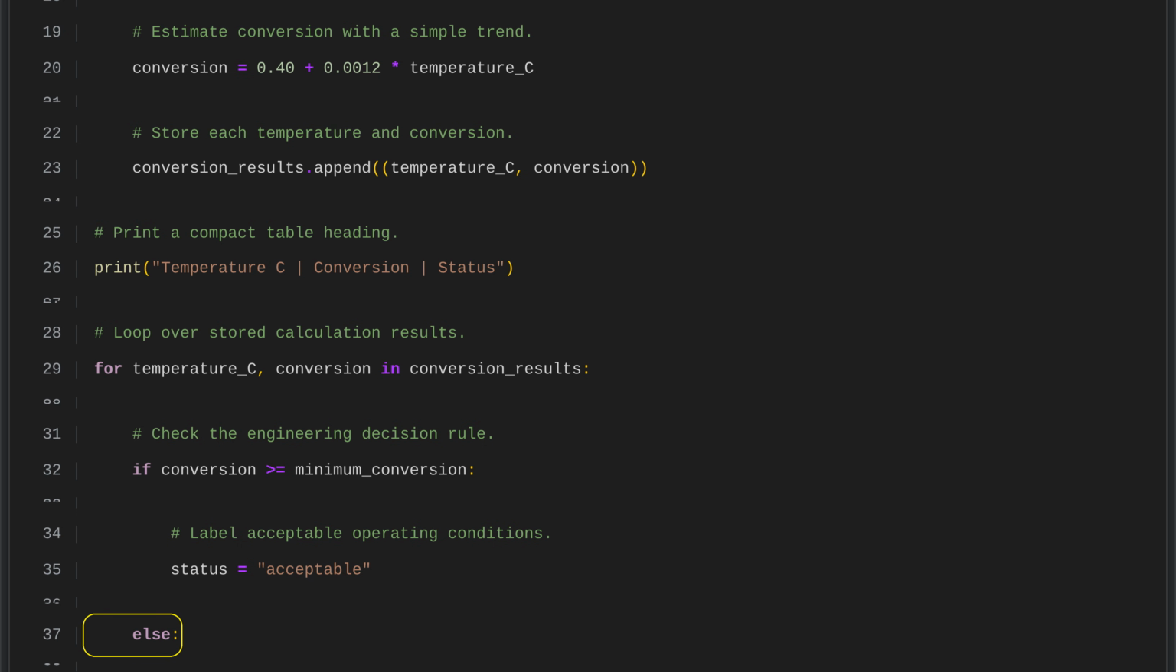This code checks whether the conversion value falls below the required minimum. If it does, the operating condition is marked as below specification, making it easy to identify conditions that fail to meet safe operating standards.